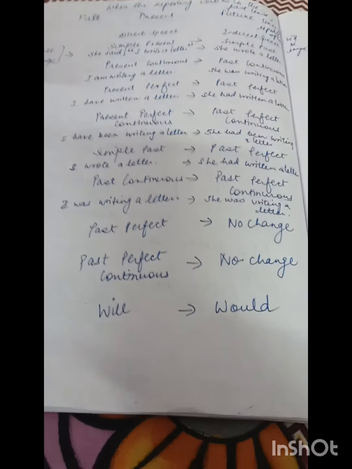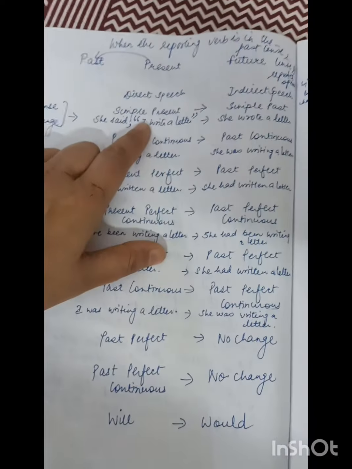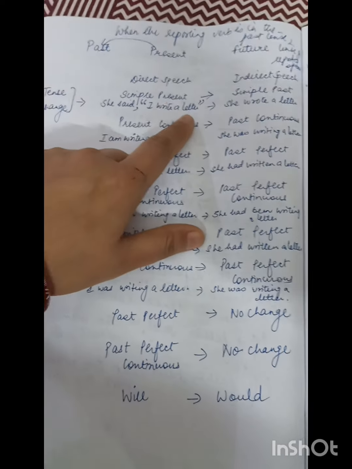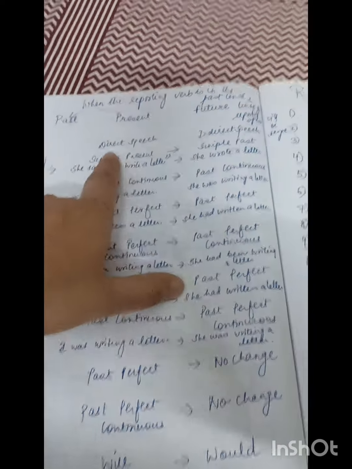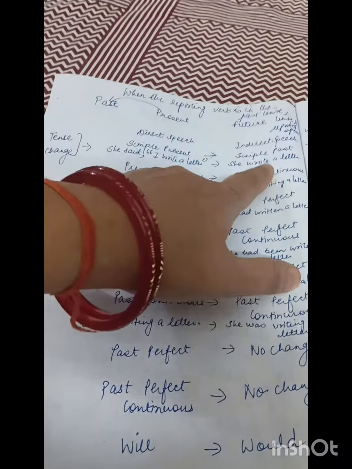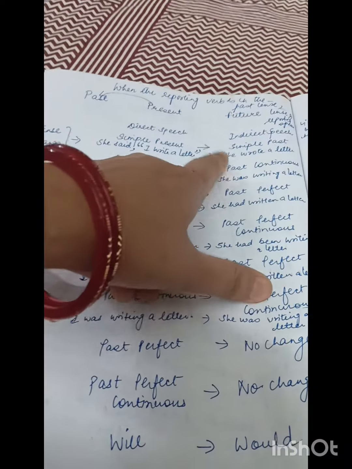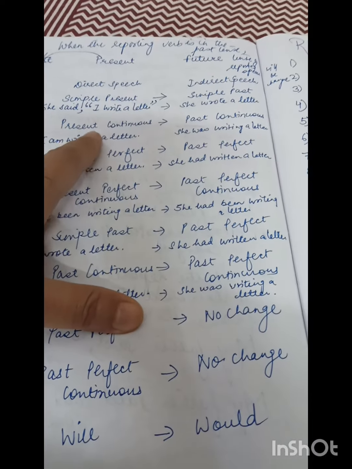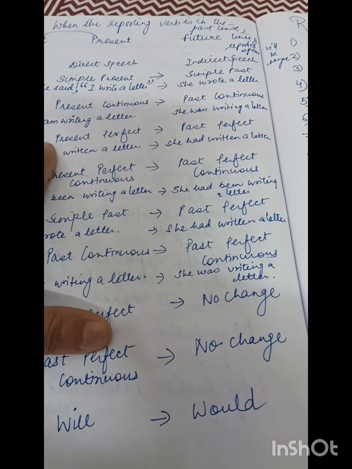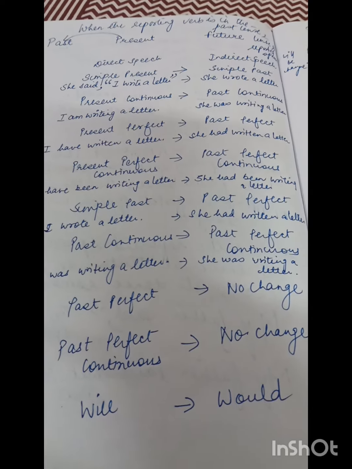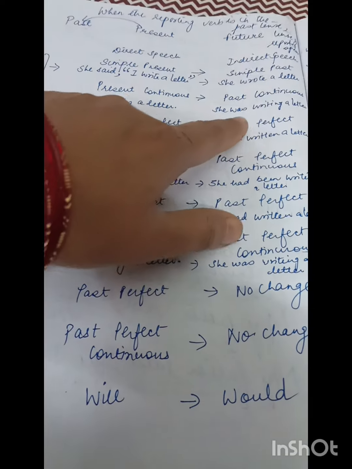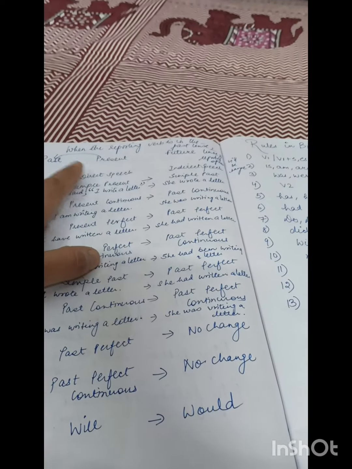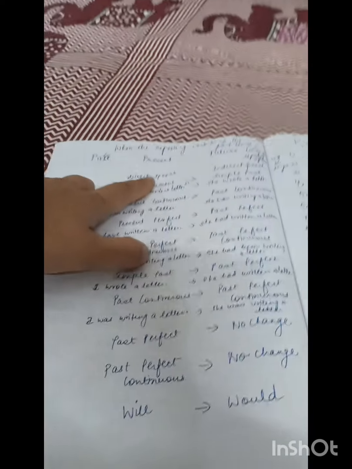Now if you go through simple present tense, I've written an example. She said, "I write a letter." Now we have to change it into indirect speech. These are direct speech and this is indirect speech. How will you change it? She said that she wrote a letter. In the similar manner, when we talk about present continuous tense, "I am writing a letter." And when you change it, she was writing a letter.